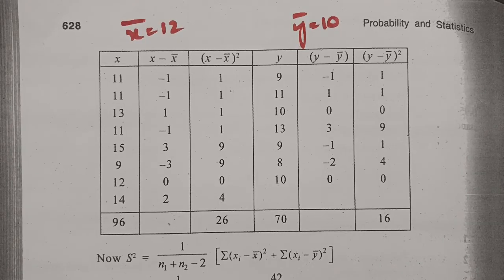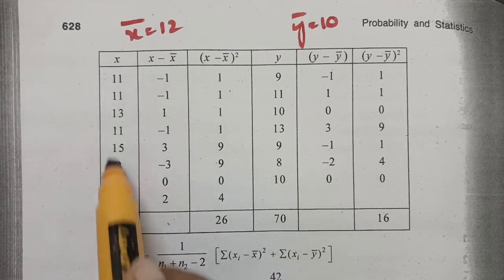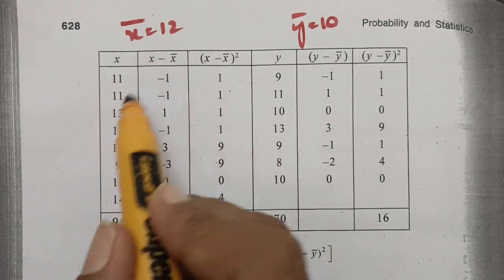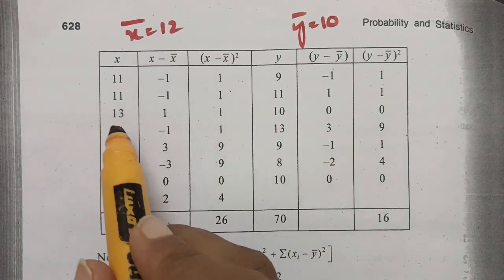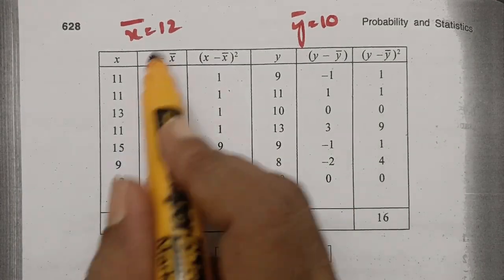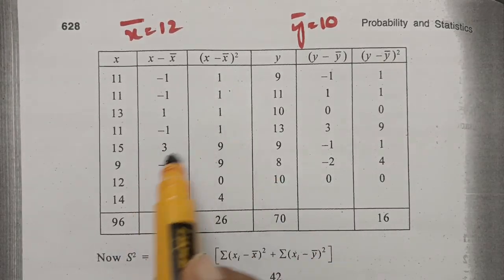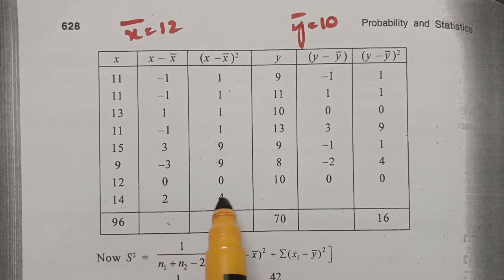For finding the mean and the standard deviation, see here the first column is filled with the data x. We have to subtract 12 from each and every value of x. 11 minus 12 is minus 1, 11 minus 12 is minus 1 and 13 minus 12 is plus 1. So that we'll be filling the second column and we have to make the squares out of this. Minus 1 square, minus 1 square, 1 square, minus 1 square, 3 square, minus 3 square, 0 square, 2 square.